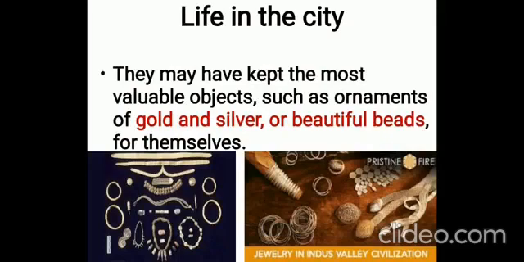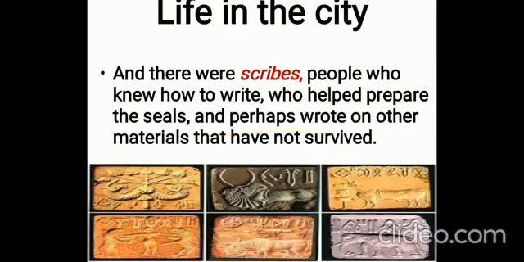They may have kept the most valuable objects such as ornaments of gold and silver or beautiful beads for themselves. So whatever they asked people to bring from distant places, the rulers mostly kept the valuable objects with them, such as ornaments of gold and silver and beautiful beads, and after that they asked the people to sell the rest in the market.